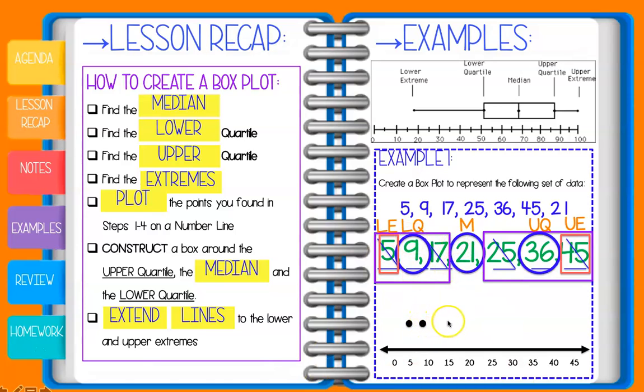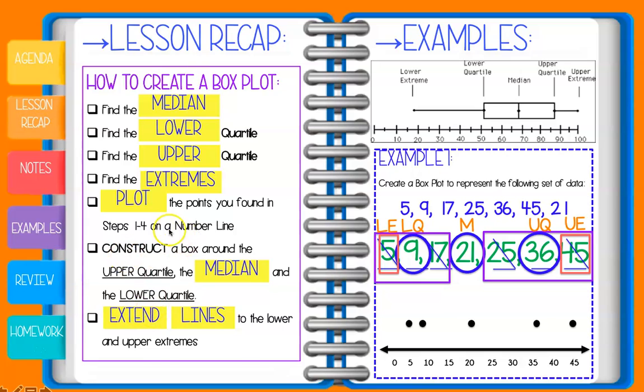So I'm going to scooch on over. I see 20. I'm going to go past it just a smidge, and there's my median of 21. I've got an upper quartile of 36. So I'm going to go past 35 just a little bit, put my 36 for my upper quartile. And then my upper extreme is a 45. So on my number line here, I'm just going to go straight to 45 above it, and I'm going to put a dot. Okay, so we've plotted all our points.